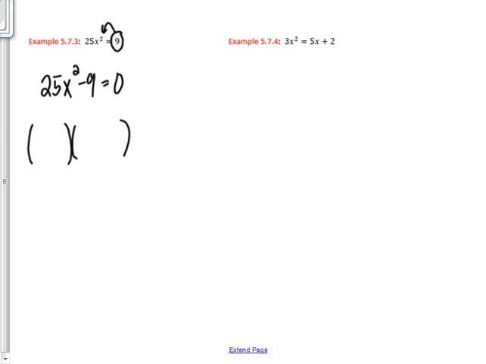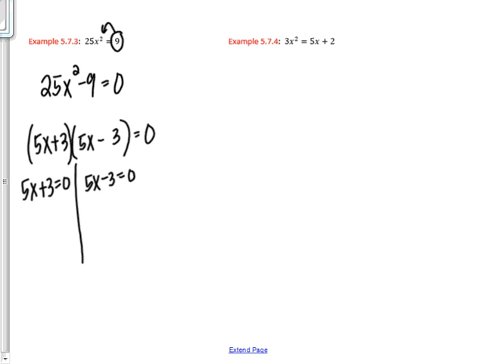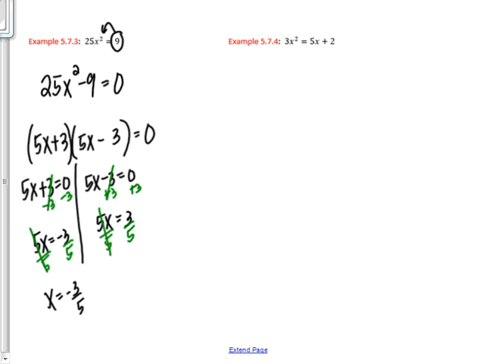Alright, splitting 25x squared into 5x and 5x, and 9 into 3 and 3, and alternate those signs. Alright, and then you have your two little baby equations to solve and set to 0. So here I'm subtracting 3 and here I'm adding 3. So 5x equals a negative 3 and 5x equals a positive 3. And then on both of them I divide by 5. So my two answers would be a negative 3/5 and a positive 3/5.